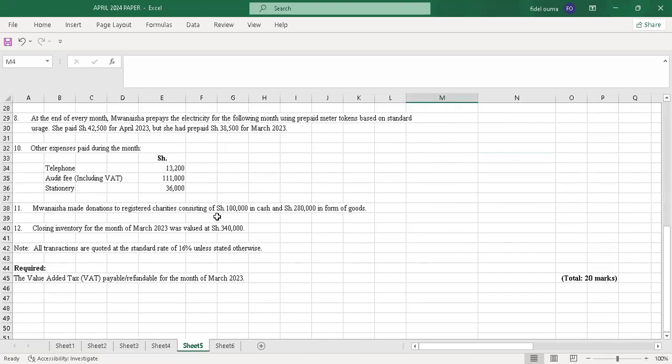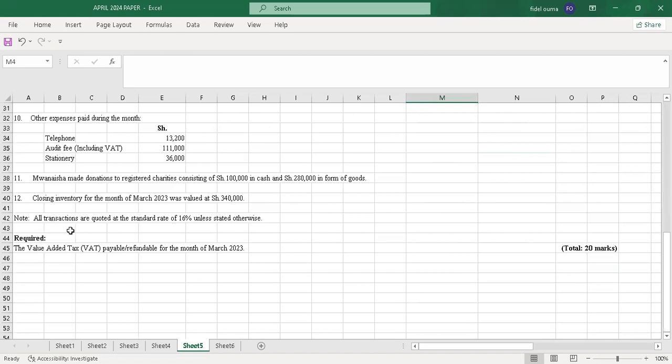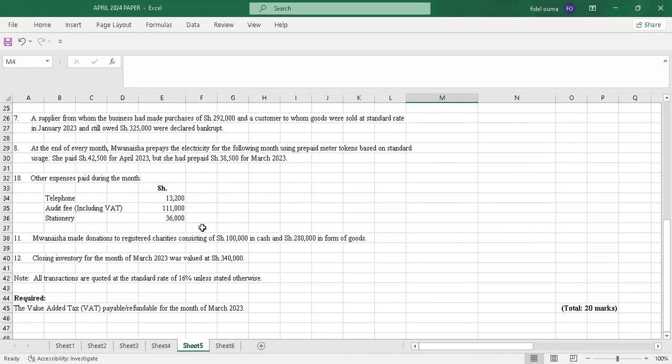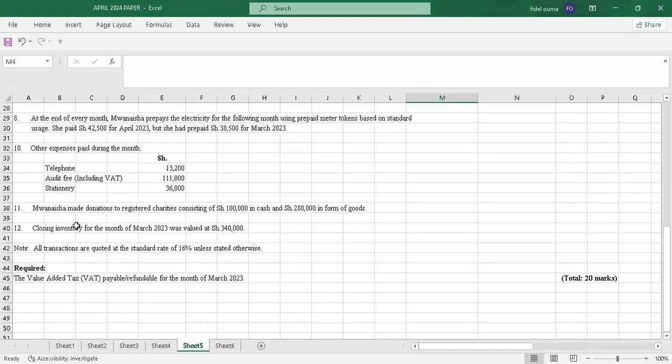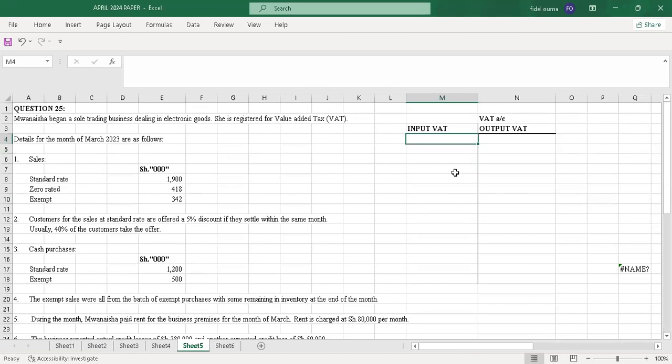And we say that all these VAT are inclusive because all transactions are quoted at the standard rate of 16% unless stated otherwise. As I said, when they are quoted at 16%, it means they are inclusive of VAT. So I'll start with the input. I'll check whether there was an opening inventory. Then there was no opening inventory. So I'll start with additional information number 1.